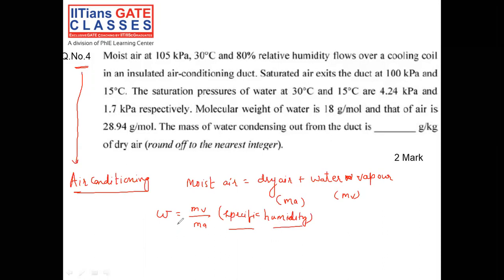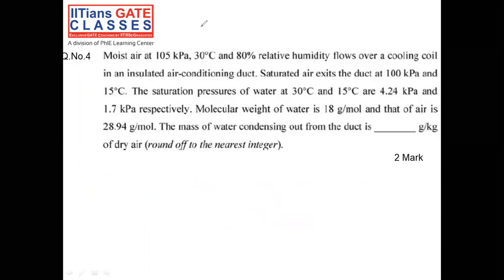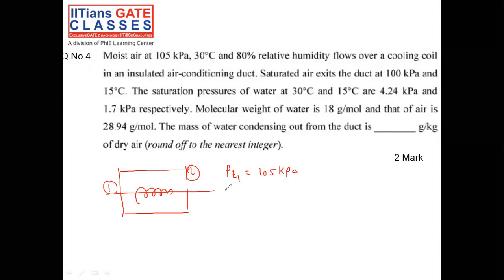Now, that is the basic idea of the question. Let's see what they are asking in the question. Now, there is a system, there is a duct in which there is a cooling coil. This is section 1, this is called section 2. Now everything is given to you in the question. Now let me give the total pressure, 105 kilopascal, and we have relative humidity, that is 0.8.